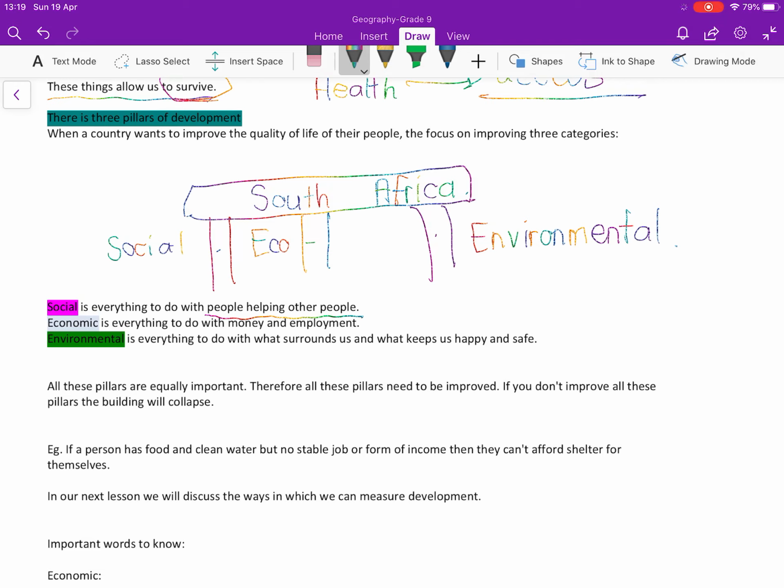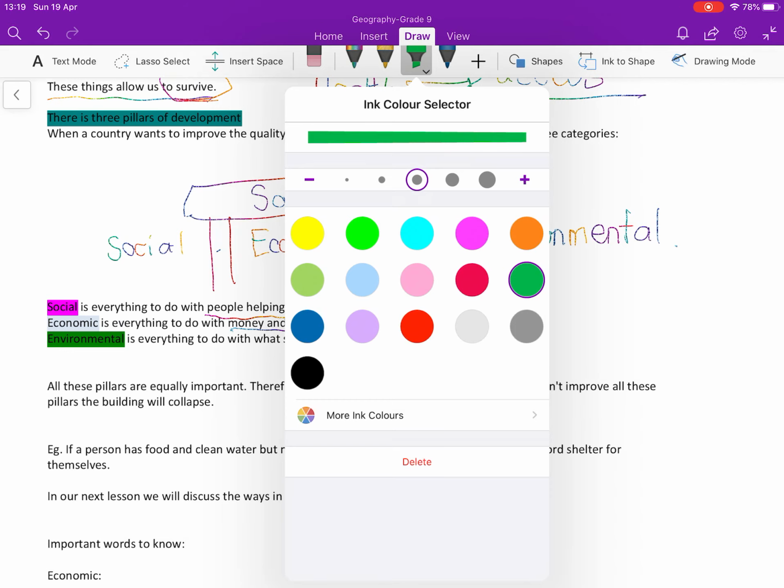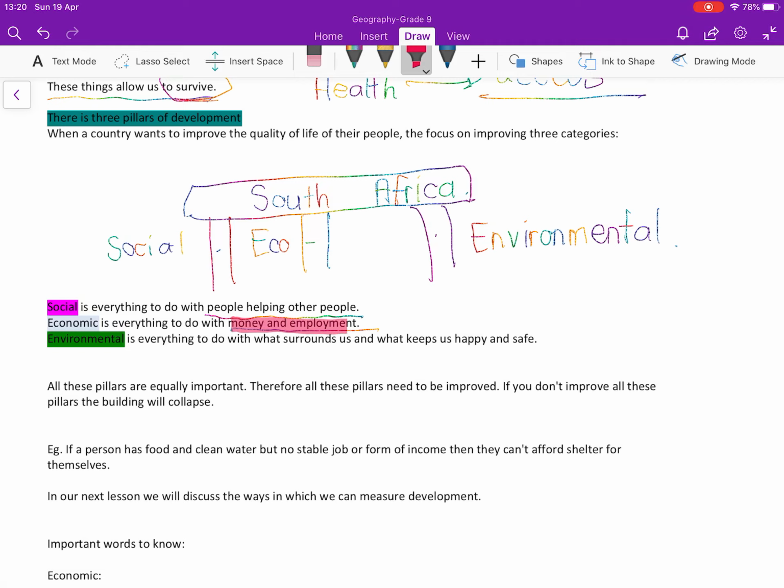Then we can look at something like the economic pillar, and that is everything to do with money and employment. So obviously, to have money, you need to be employed. If you can't find a job but you are well qualified, that is a problem. In order to have food on your table, you need money. In order to have good health care, you need money. So everything basically relies on money, okay? But the social aspect also contributes a bit more to the psychological and the emotional well-being of the people.